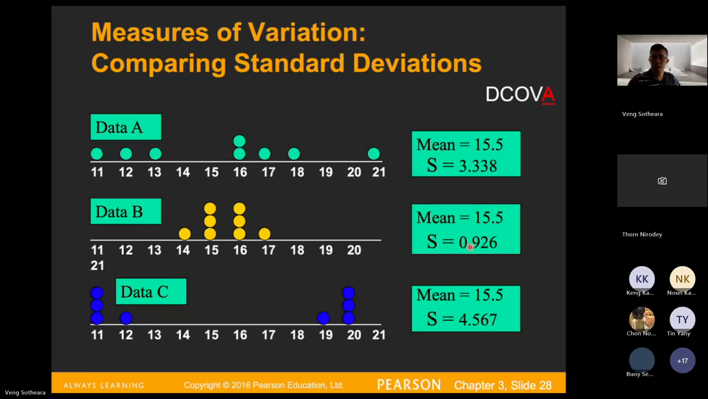Okay, so if I just change this to 0, s equal to 0, can anyone tell me what happens to the original data set if the s is exactly 0? I keep the mean the same, 15.5, and if we compute the standard deviation, we get 0. So what happened to the original data set?